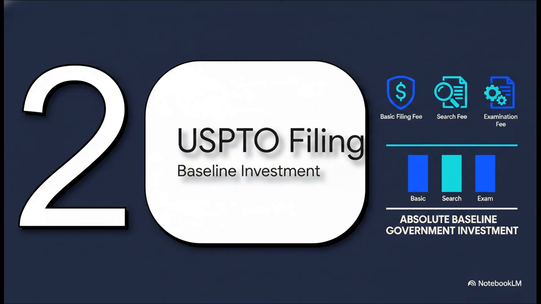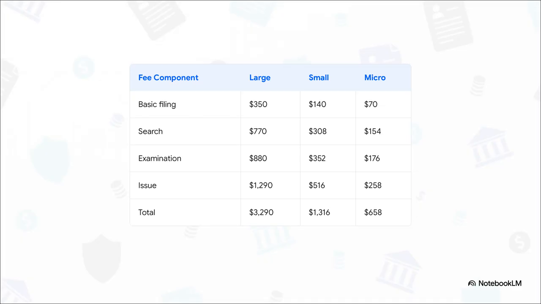Moving right into Part 2, USPTO filing fees explained. Let's look at your baseline government investment. Every single non-provisional application requires baseline fees paid right at filing. We're talking a basic filing fee, a search fee, and an examination fee. Think of this as the absolute floor of your total cost before a single hour of legal work is even billed. And your entity status matters immensely right here.